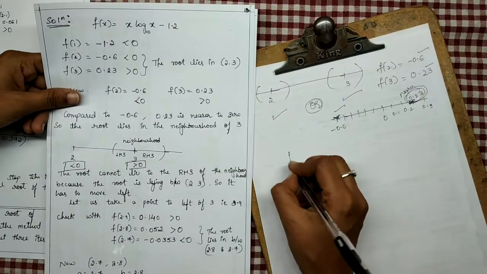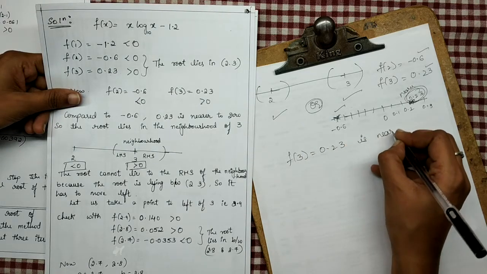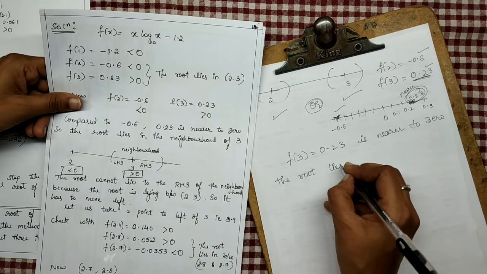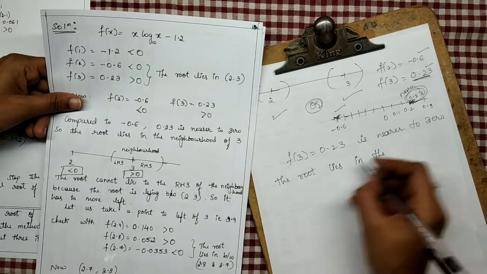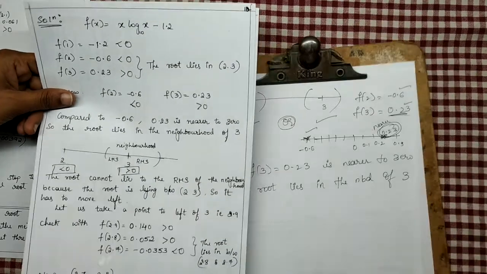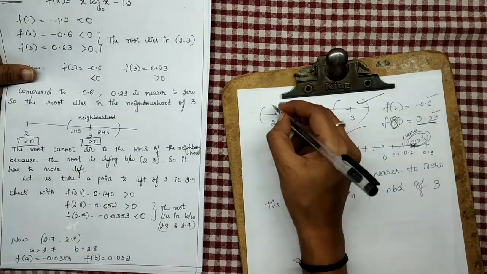Which is nearer? F of 3 is equal to 0.23, which is nearer to 0. Since 0.23 is nearer to 0, the root lies in the neighborhood of 3. It will not lie in this other neighborhood.